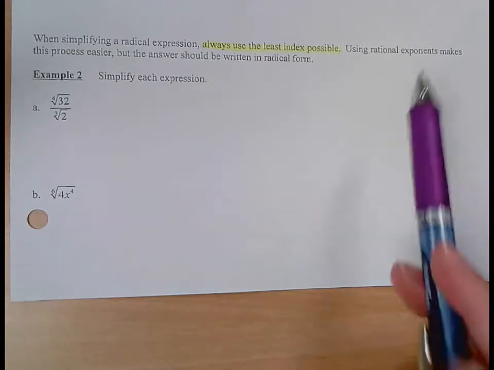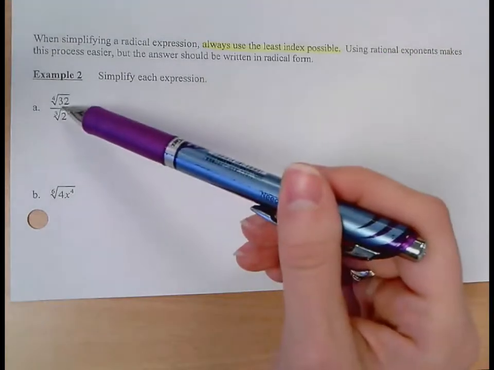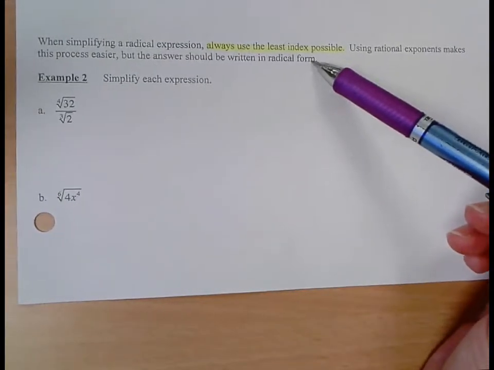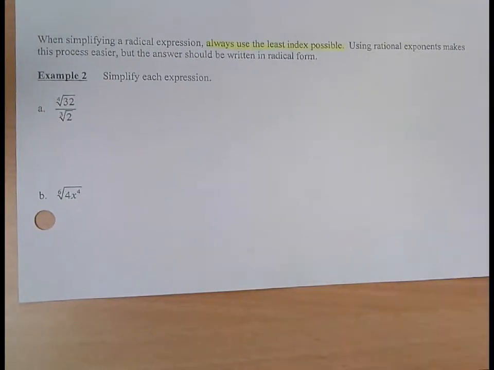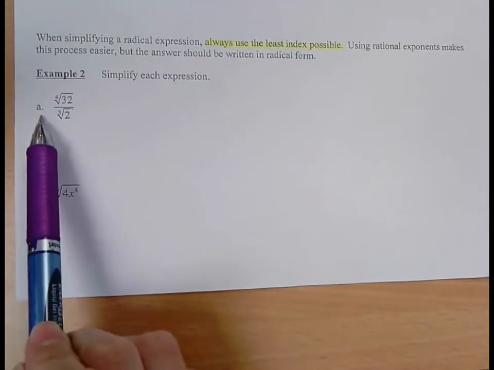It says using rational exponents can make this process easier, but if your problems are given as radicals, your answers should still be given in radical form. So that's what I was saying before. If you're changing to exponents in a problem, but it's given as radicals, you should change it back to radicals for your answer. So we're going to look at example A first.